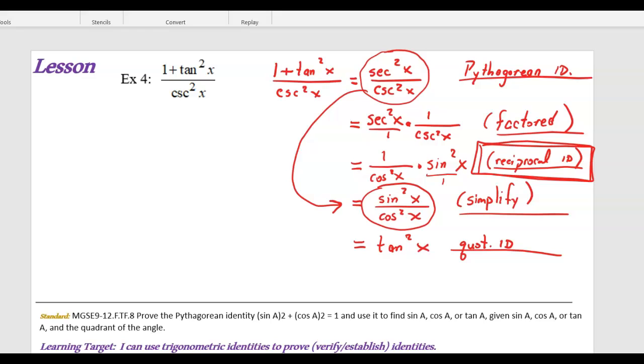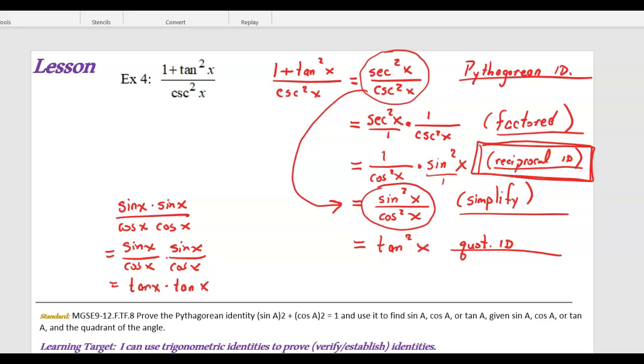Sine squared of x, we would have to rewrite that as sine of x times sine of x. Cosecant squared of x, we would have to write that as cosine of x times cosine of x. We would then have to split the fractions. And then we would have to rewrite it as tangent of x times tangent of x, and then we would get here. You don't have to do all that, but I do want to show you this is what's going on.